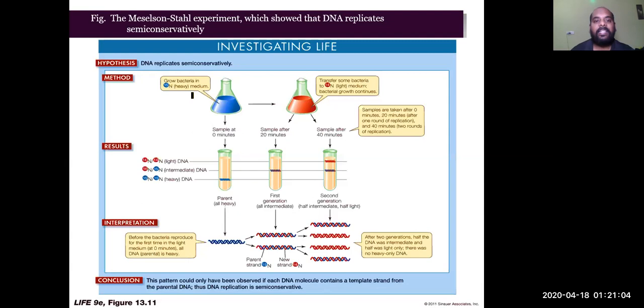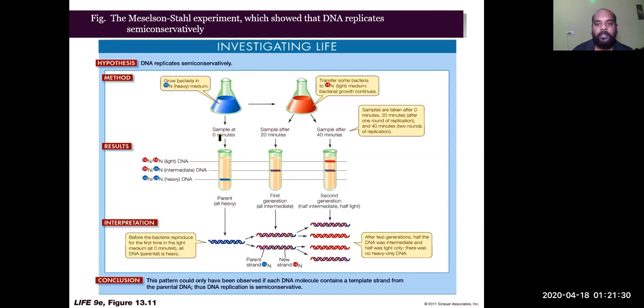In this diagram, at sample 0, when they had grown the entire bacteria in N15 media, we can see at 0 minutes the entire composition of DNA has the N15 isotope of nitrogen in its nucleotides. They isolated the DNA, and after that they went with a process called density gradient centrifugation.